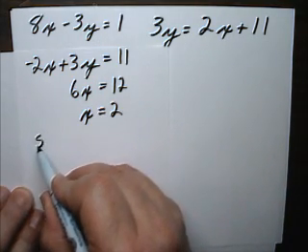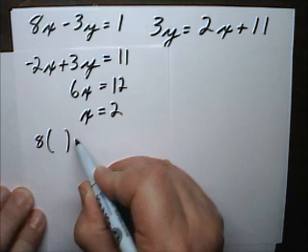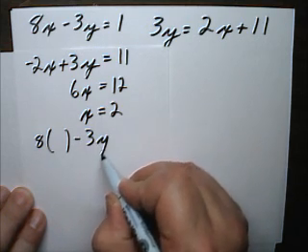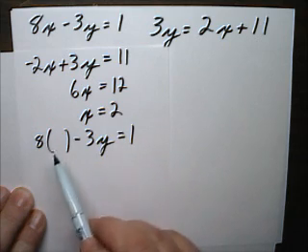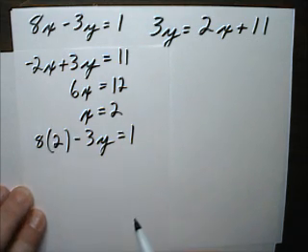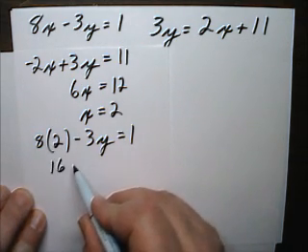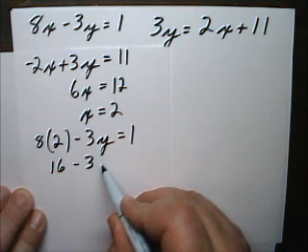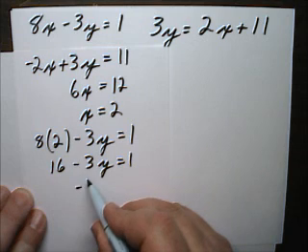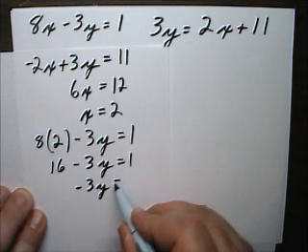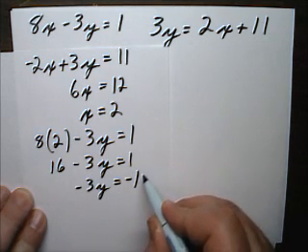And getting that ready for substitution, I'll leave empty parentheses for the x, and just write down the rest of the equation, and now put in a 2 where the x was. I end up with 16 minus 3y equals 1, or minus 3y equals minus 15.